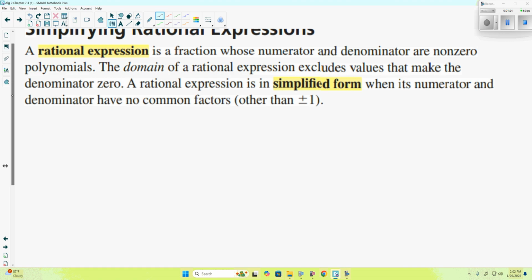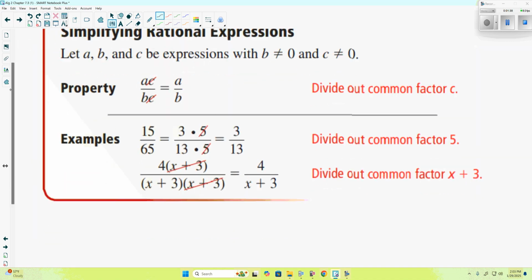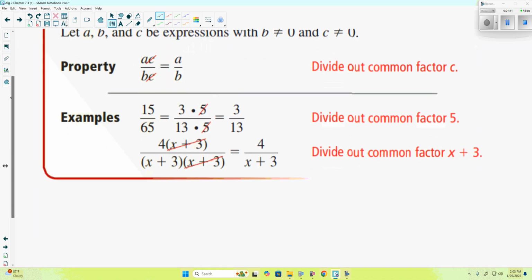Now, it is also considered in simplified form when the numerator, the top, and the bottom do not have anything in common other than 1 or -1. 1 and -1 are the only common factors. So, like this here, AC over BC. Since C is in common on top and bottom, we simplify it out, and it becomes A over B.